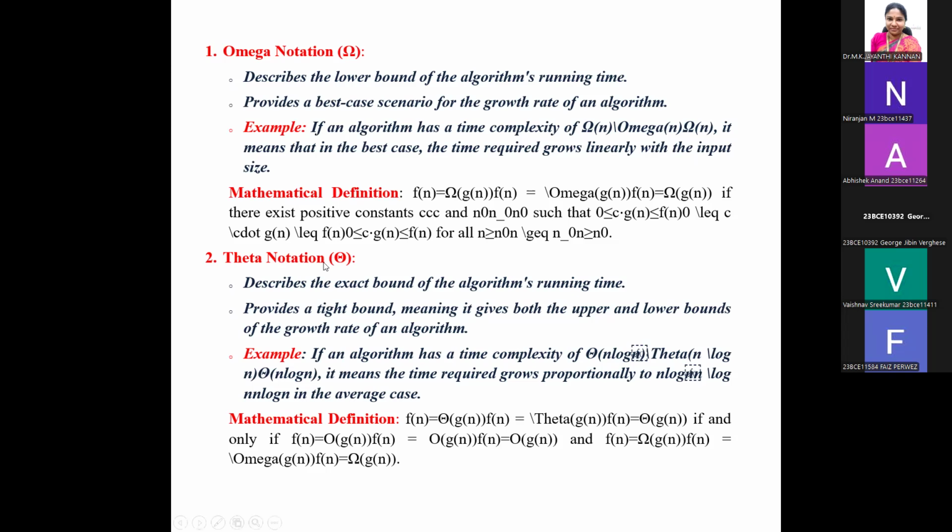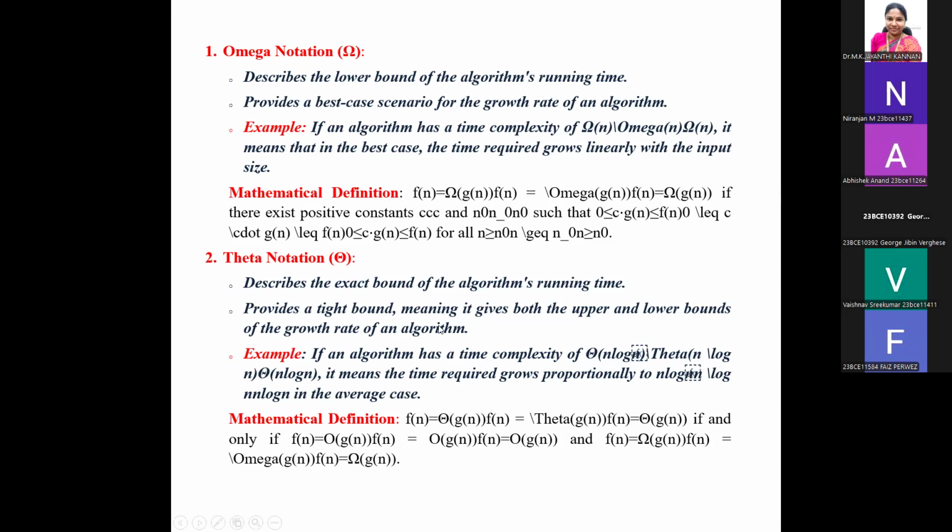And if you take the theta notation, the theta symbol, it describes the exact amount of time we need to run the project. So we are taking the lower bound as well as the upper bound. We add both and divide by 2, and we get the average time. That average time may exactly match the exact time needed to run the project.